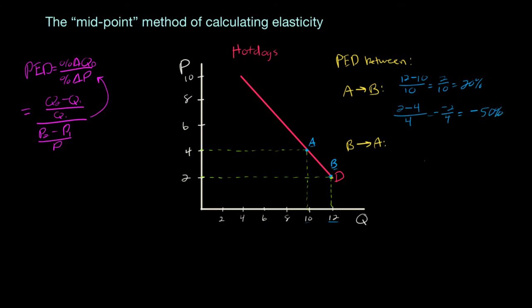So what is the PED when the price falls from $4 to $2? The PED between points A and B is 20% divided by negative 50%. That's negative 0.4.